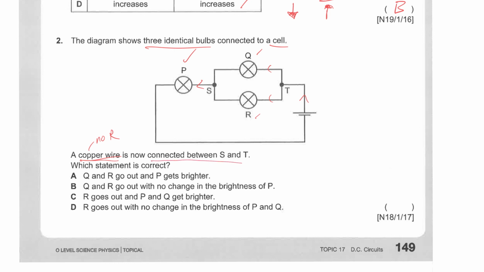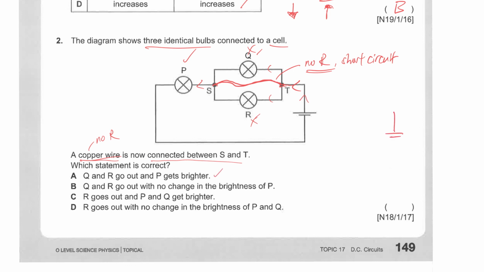is connected between S and T. So that means this copper wire is connected to these two points, so it has no resistance. So basically it's a short circuit path. That means all the current will choose to flow from T to S by this low resistance path. So Q and R will basically be useless. They are redundant now. So only P will light up.